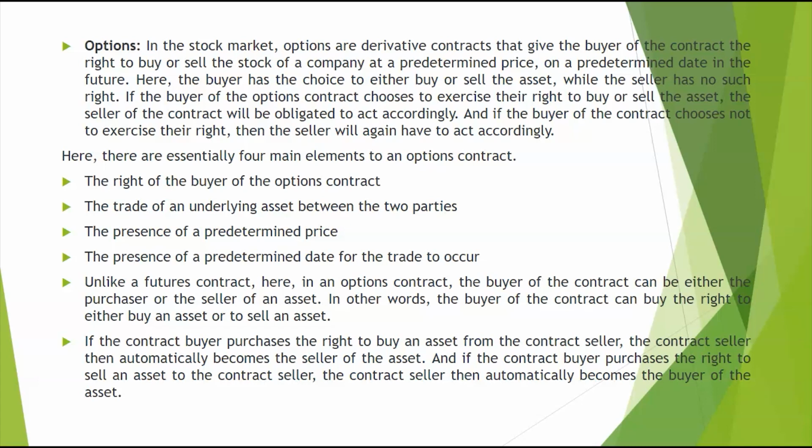In other words, the buyer of the contract can buy the right to either buy an asset or to sell an asset. If the contract buyer purchases the right to buy an asset from the contract seller, then the contract seller automatically becomes the seller of the asset. And if the contract buyer purchases the right to sell an asset to the contract seller, then the contract seller automatically becomes the buyer of the asset.